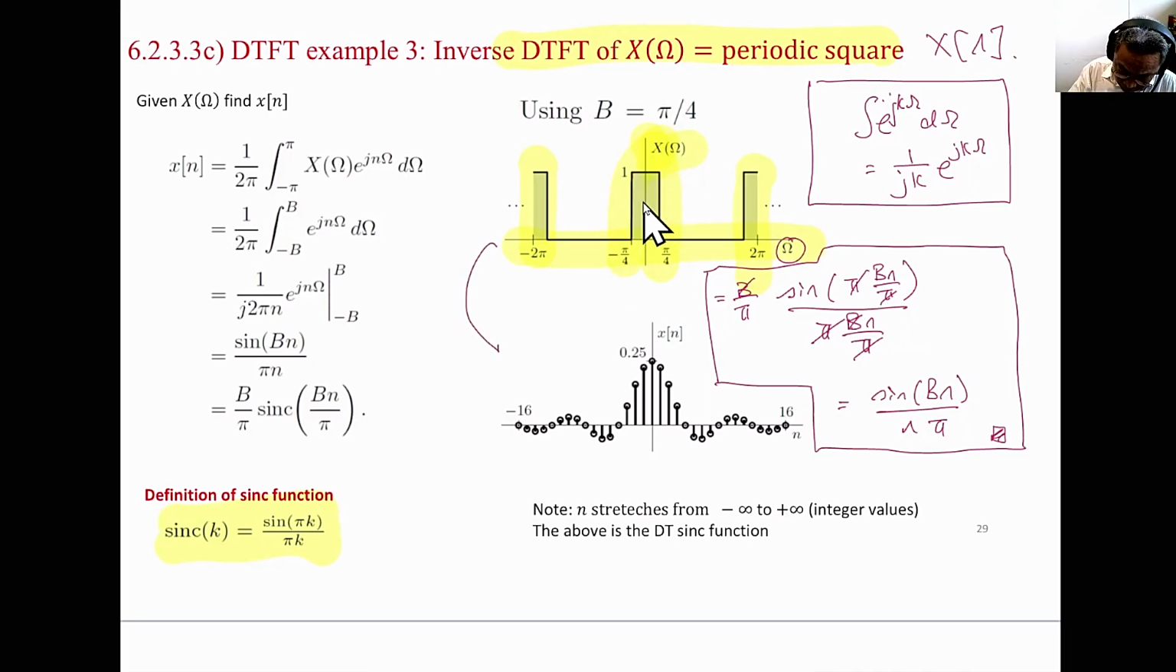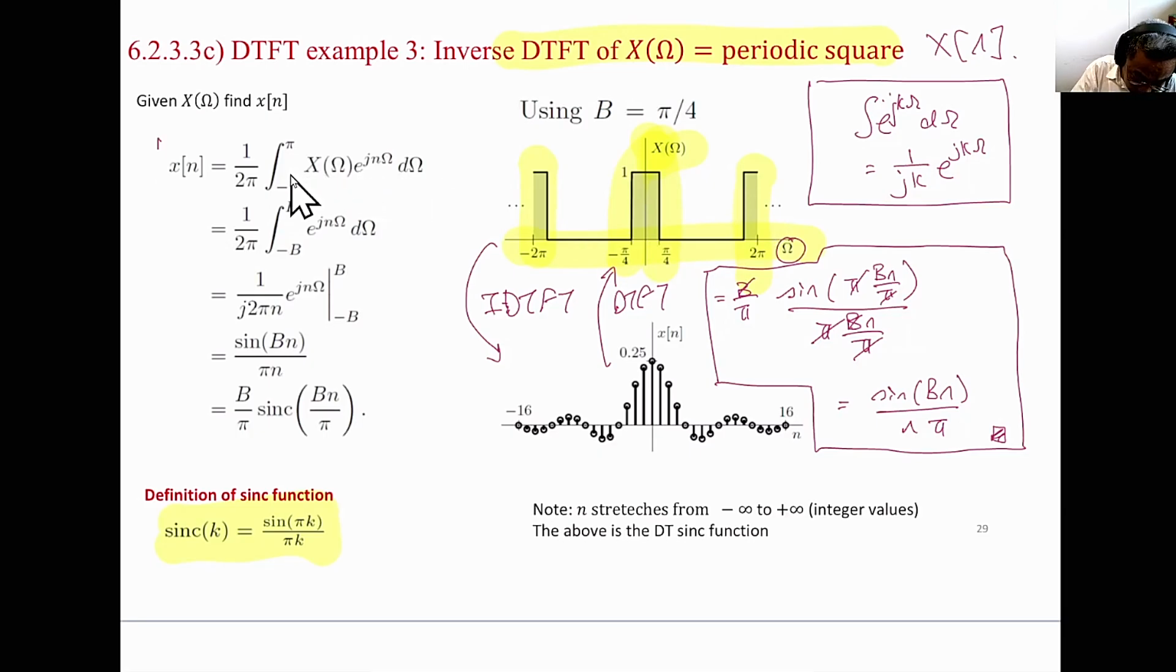You realize that the inverse DTFT becomes a sinc function. The other way to look at it is that if you perform the DTFT of a sinc function, because this is aperiodic, you get a square pulse. So that's the relationship. Let us see what the inverse DTFT of the square pulse is.